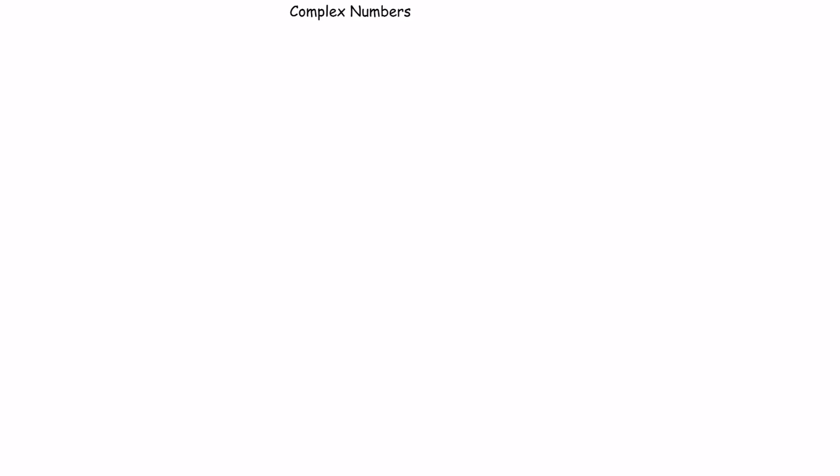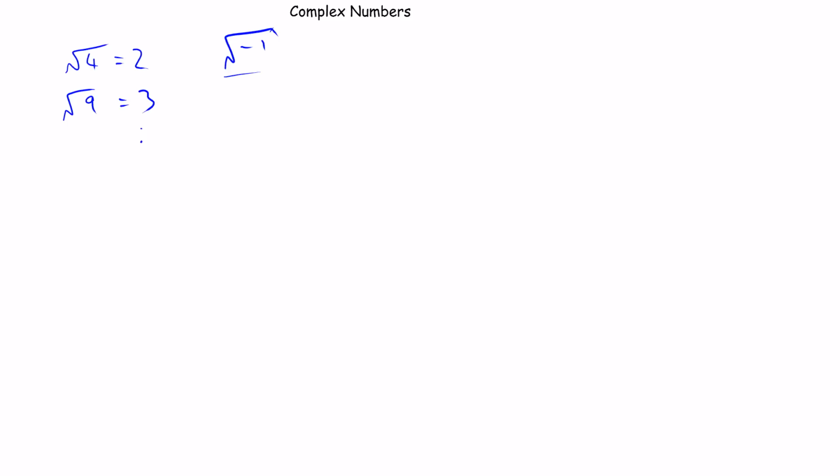Complex numbers. We know how to find the square root of different numbers. So the square root of 4 is 2, square root of 9 is 3, and so on. But what if we want to find the square root of -1? Well, what are we actually looking for here? We're looking for a number which multiplied with itself will give -1.